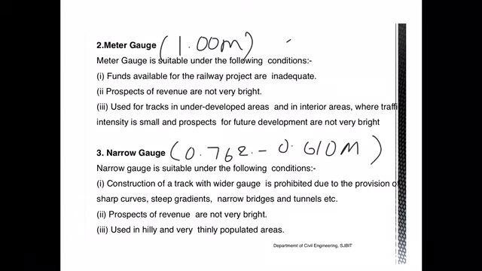Such regions include places with restrictions such as sharp curves, gradients, bridges, and tunnel sections. We may not have sufficient width or land availability for the construction of a wider gauge. In such circumstances you can go for the narrow gauge. It will also be adopted only in places where the prospective revenues are not bright, and especially it will be constructed in hilly and very thinly populated areas.